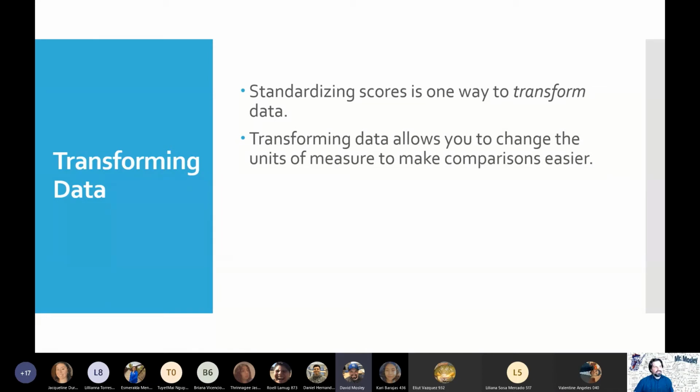Transforming data allows you to change the units of measure to make comparisons easier. If I can convert things to the same unit of measure, right? If I can convert things to a z-score, I can compare things that would have otherwise not been possible to compare. I can compare things that are measured in entirely different units.